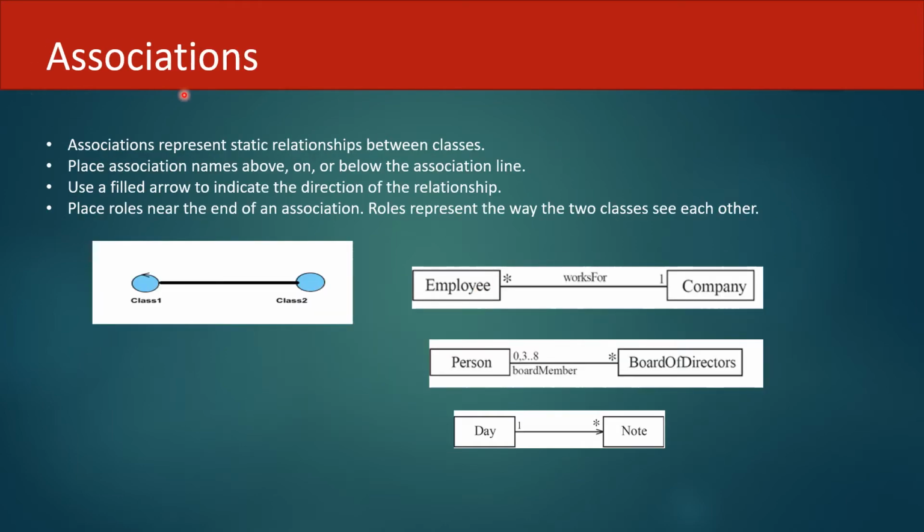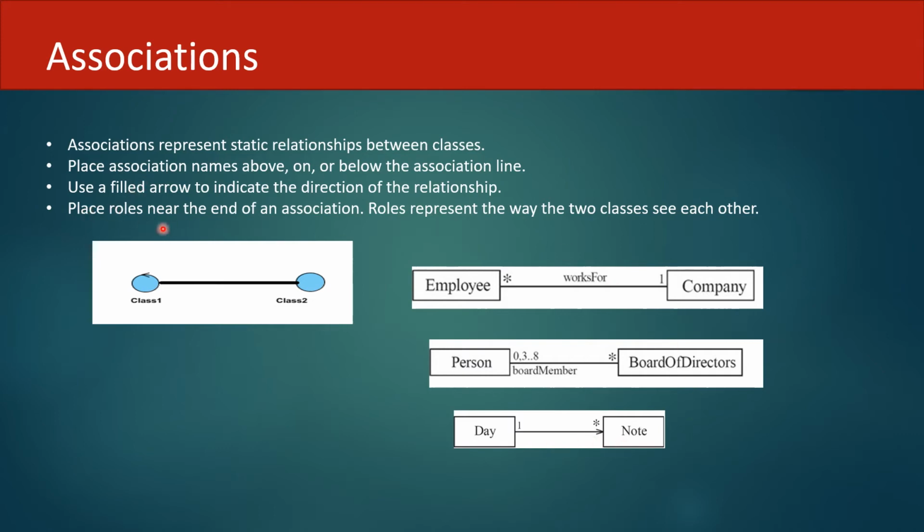Now what is an association and how is it represented in a UML class diagram? So association represents a static relationship between classes. A solid line represents the association. Now you can place the association name above or below the association line. We use a filled arrow to indicate the direction of the relationship. It shows the dependency.